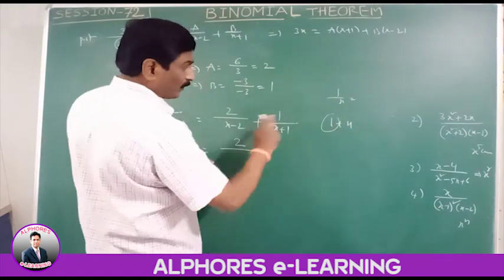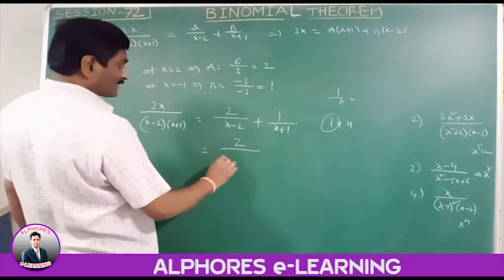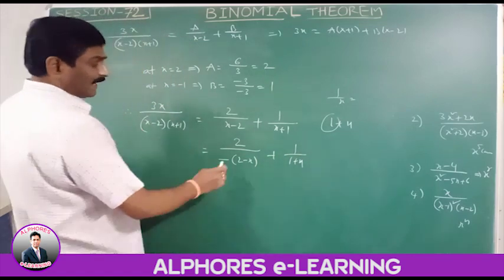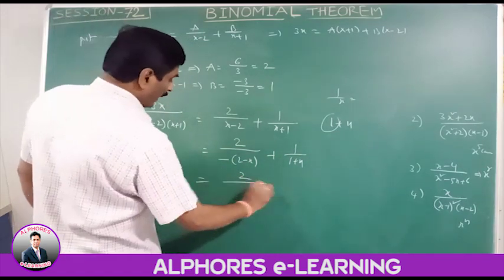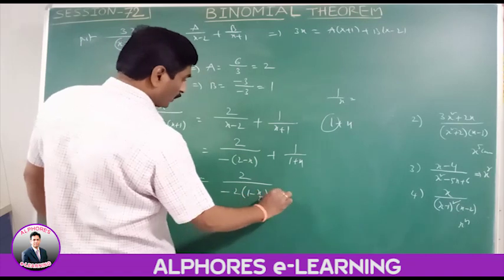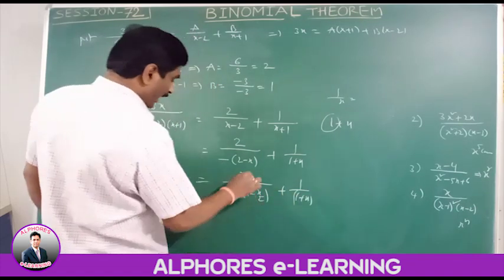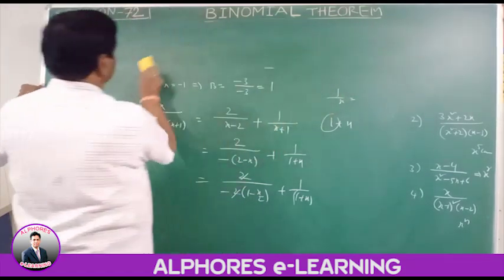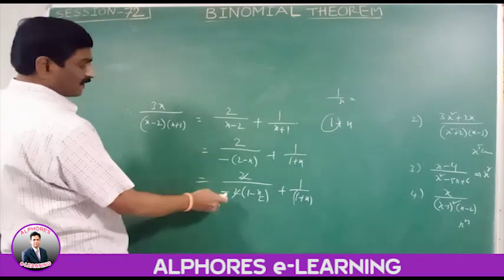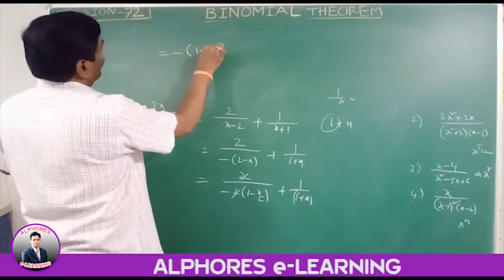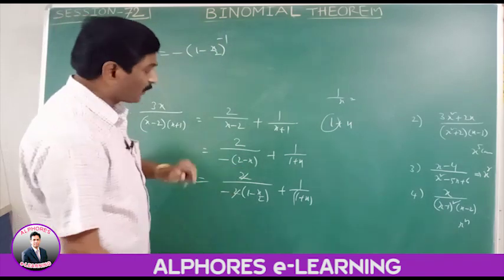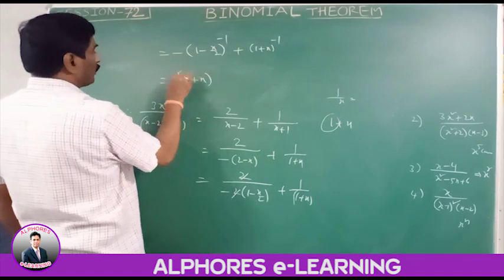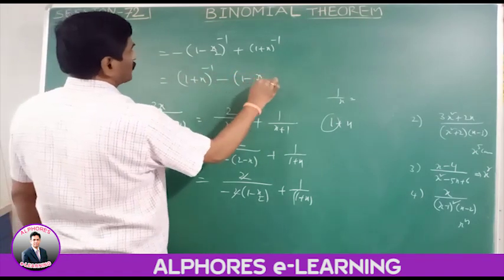First, convert into the first term as a constant. Minus is the common term: 2 minus x plus 1 by 1 plus x. Any doubt in this value? Here the common value is 2. That means 2 by minus 2 into (1 minus x by 2) plus 1 by 1 plus x. 2 cancels. That means it can be reduced into minus of (1 minus x by 2) whole power minus 1. 1 by x means x power minus 1, plus (1 plus x) whole power minus 1. That means (1 plus x) whole power minus 1 minus of (1 minus x by 2) whole power minus 1.